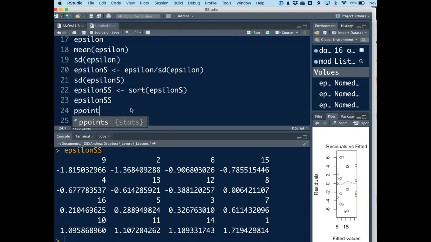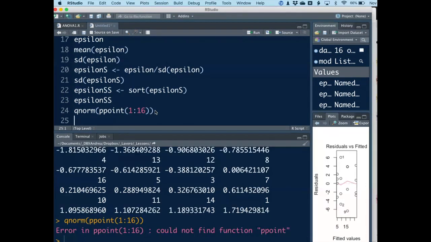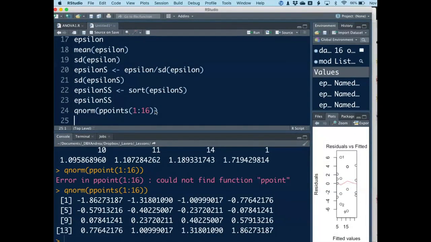P point, 1 to 16, and then Q, no. So I'm using two functions, one inside the other. P point, sorry, it is plural. Here we go. So look at this. I'm naming this function like here.